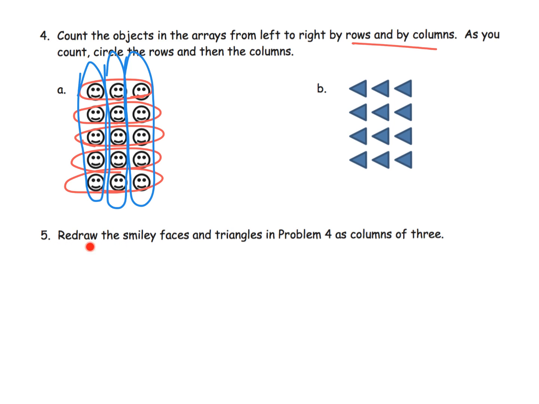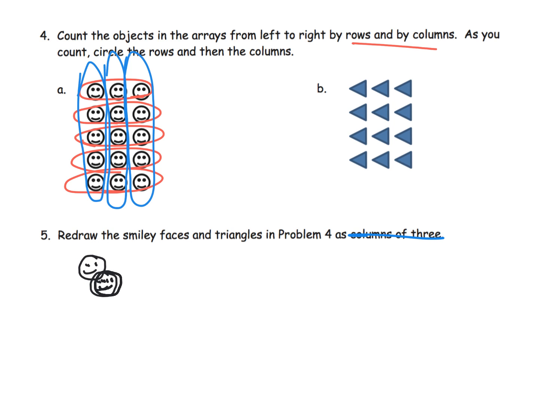Now it says redraw the smiley faces and triangles in this problem as columns of 3. Okay, so what they want us to do is take these smiley faces, and I'm just going to draw 1 smiley face. And there's my smiley face. And in fact, we started off with 15 smiley faces. So 1, 2, 3, 4, 5, 6, 7, 8, 9, 10, 11, 12, 13, 14, 15.